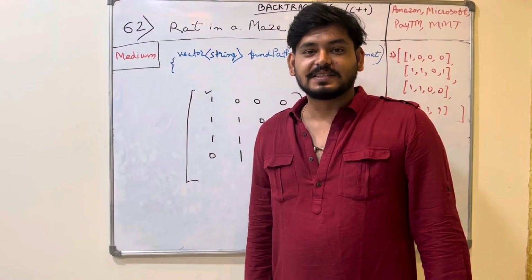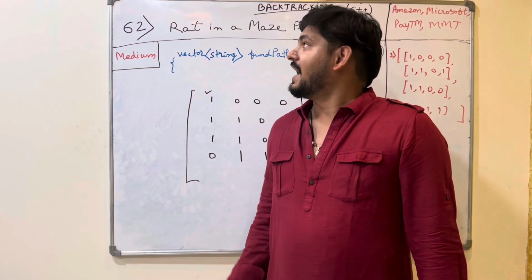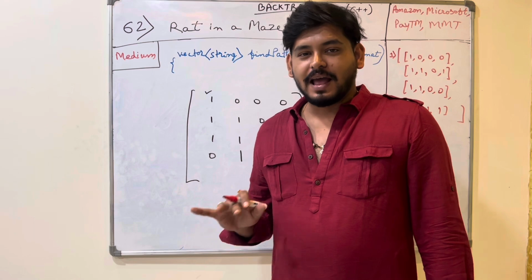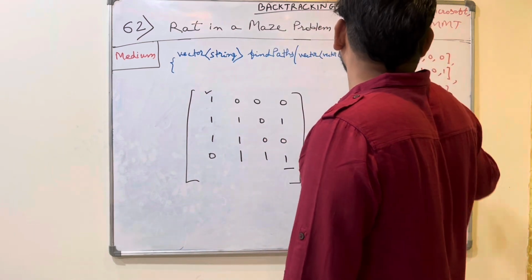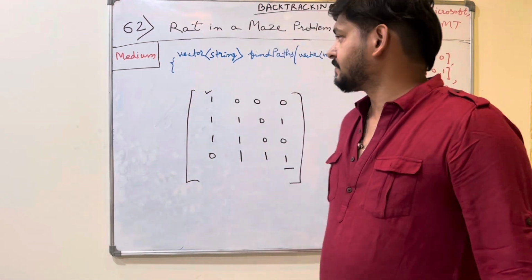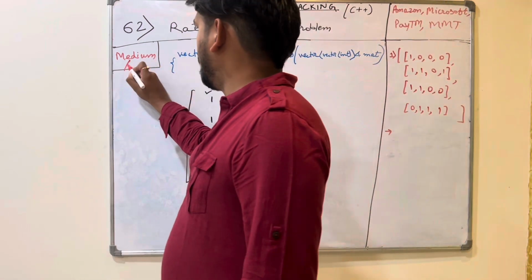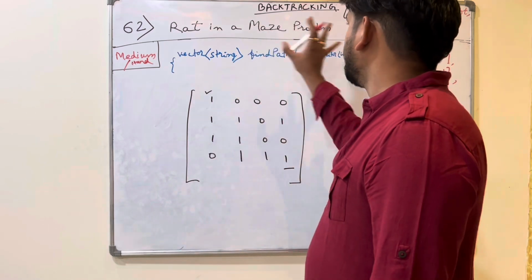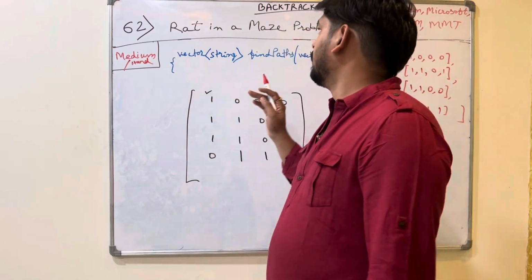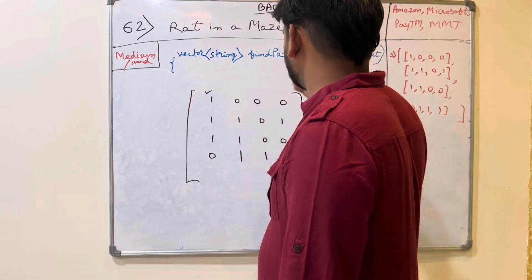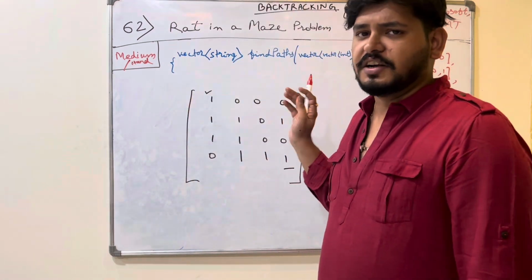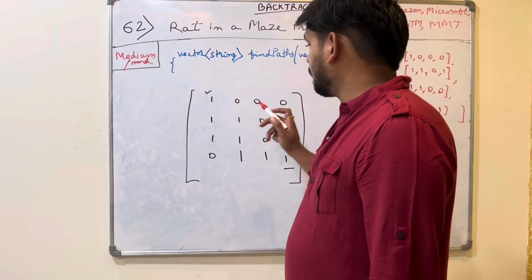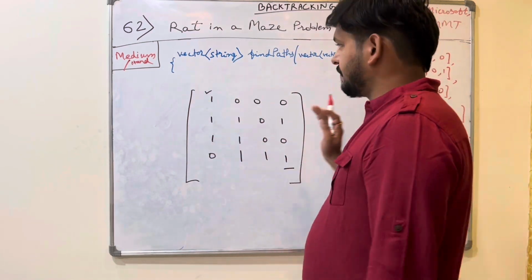Today we are going to solve the 62nd question of the problem solving series and the second question of backtracking. The difficulty level for this question is medium, and it has been asked in Amazon, Microsoft, Paytm and MMT. It's around medium to hard. It is the Rat in a Maze problem. This is asked in interviews, so you would have seen this question. Let's look at the example and understand it.